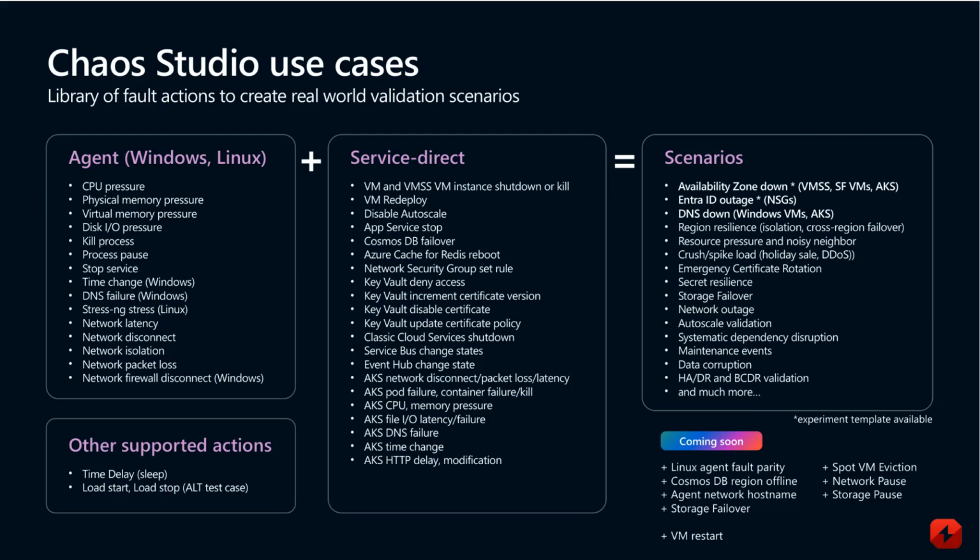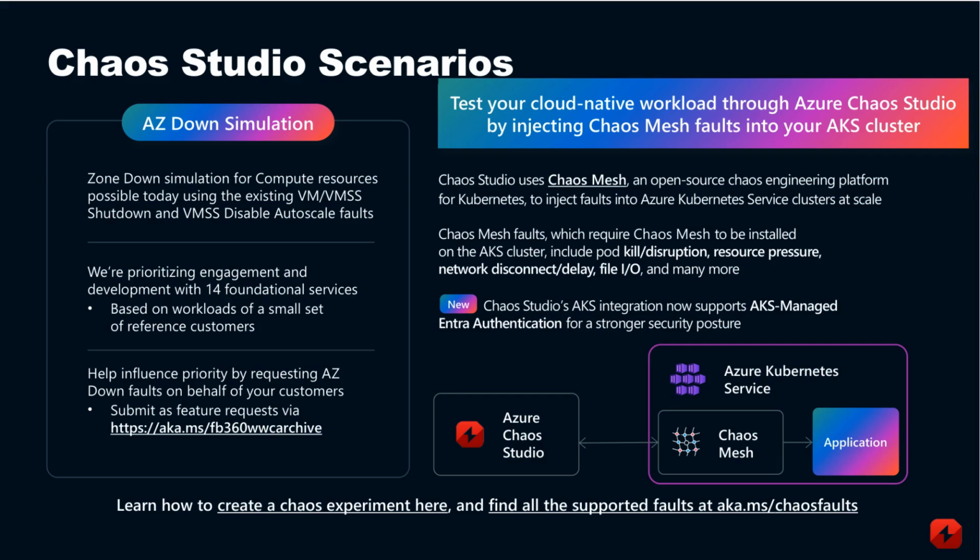Customer feedback emphasizes designing chaos experiments around scenarios rather than individual faults. Chaos Studio's broad library lets you inject resource pressure, process kills, network issues, and targeted service faults to simulate disruptions. Predefined scenarios cover availability zone outages, DNS failures, region resilience, and emergency certificate rotation. Best practice is to define the scenario first, then select corresponding agent and service direct faults to build coherent, focused experiments that simulate realistic failures, ensuring relevant and effective resilience testing.